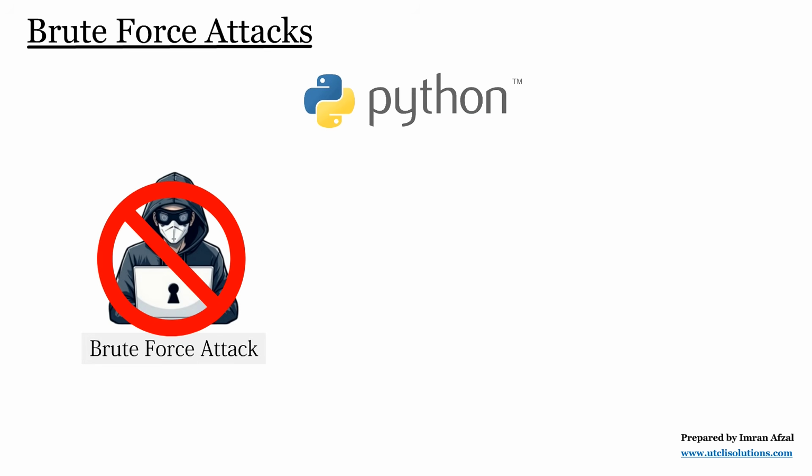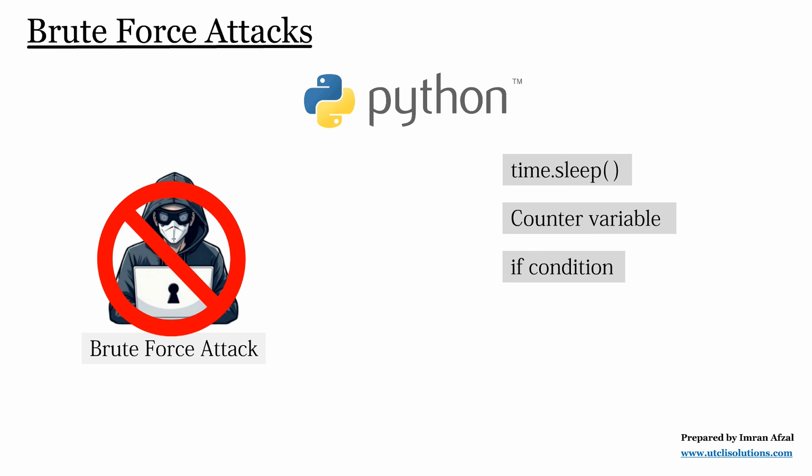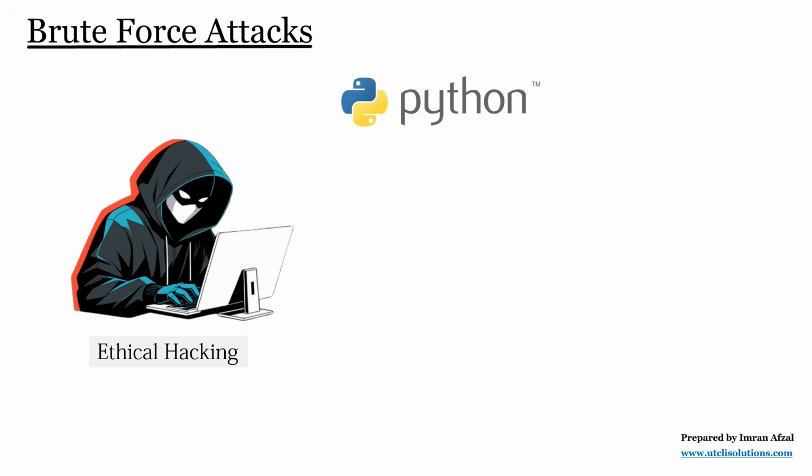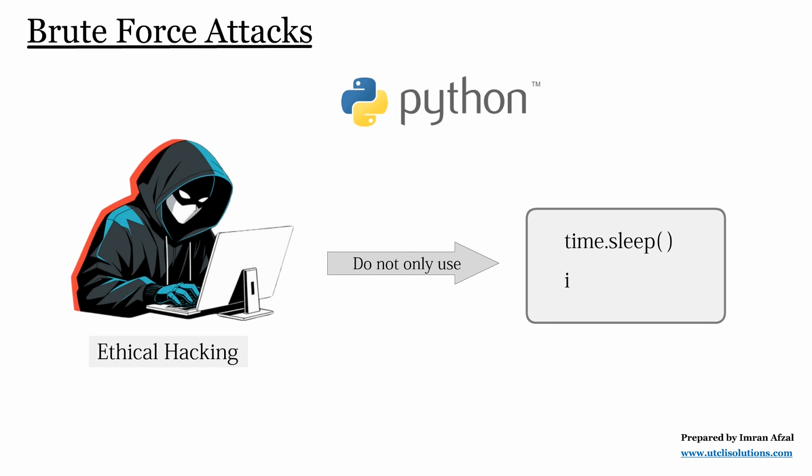So Python helps us stop brute force attacks by combining basic tools like delay, counting with variables, checking with if, and controlling the flow with functions like redirect or HTTP response. These are not special security tools, but they help you build simple protections step by step, especially in ethical hacking practice. So in real ethical hacking using Python, we do not only use basic functions like time.sleep or input.